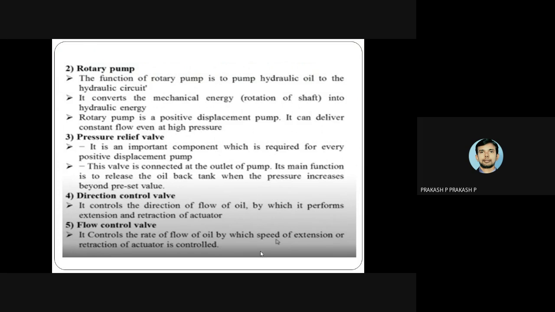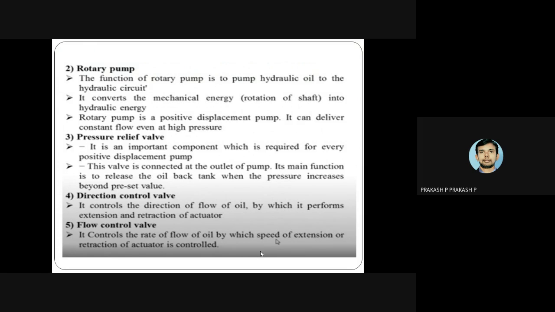Whenever the system has excess pressure, with the help of the pressure relief valve, we can store the oil in the tank. This is an important component required for every positive displacement pump. The valve is connected to the outlet of the pump, and its major function is to release the oil back to the tank when the system has excess pressure.